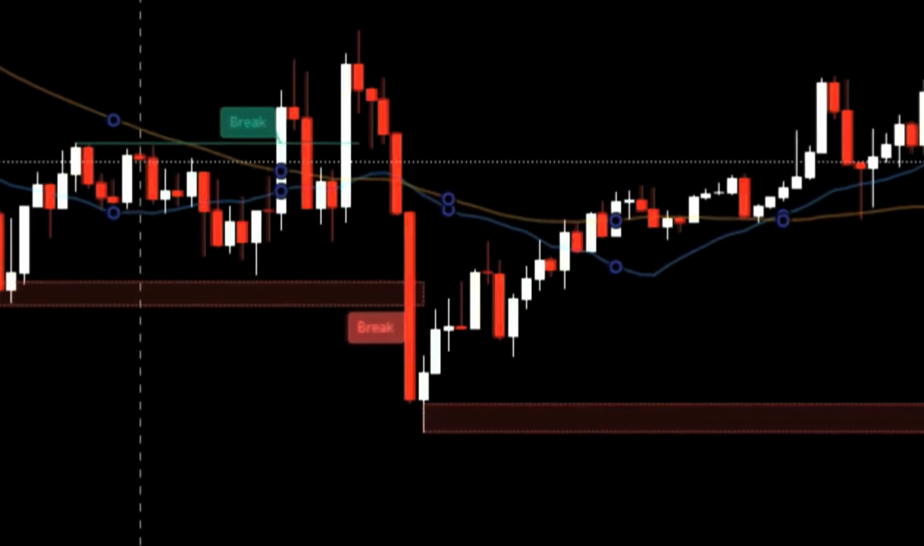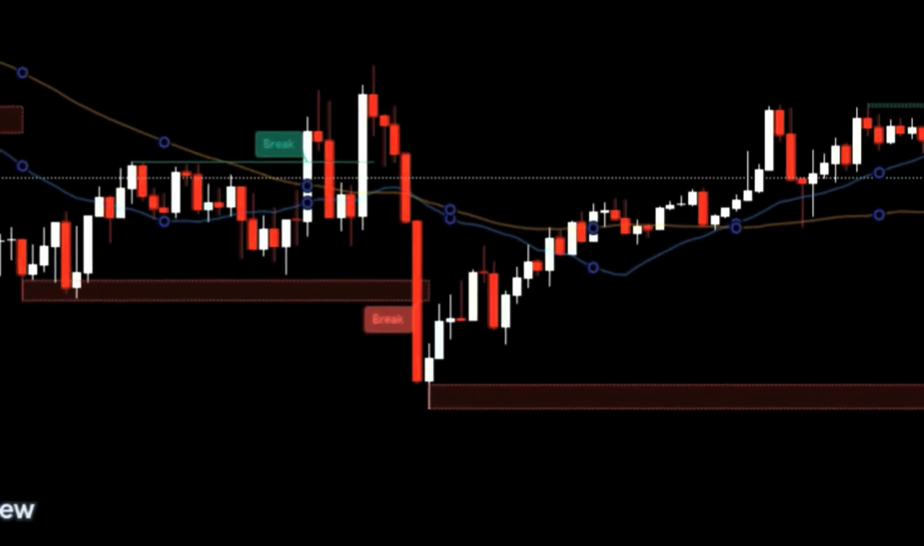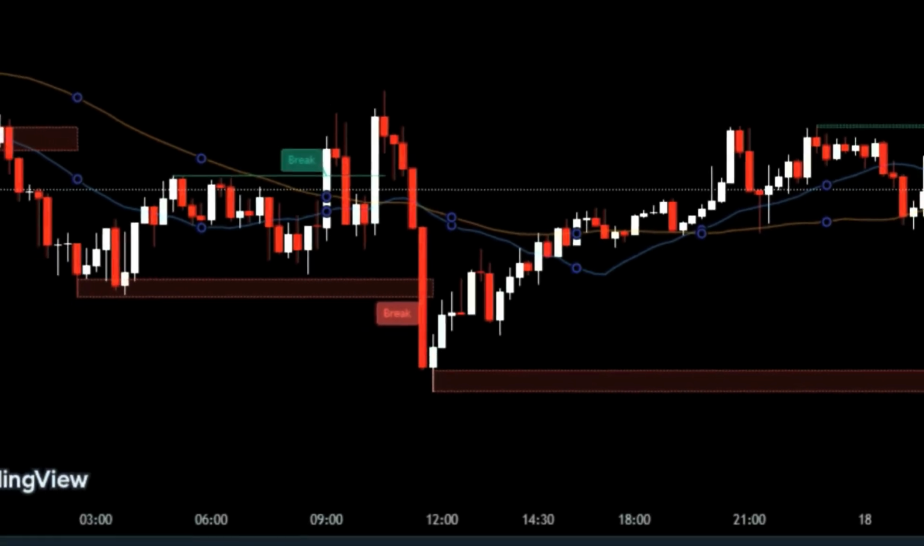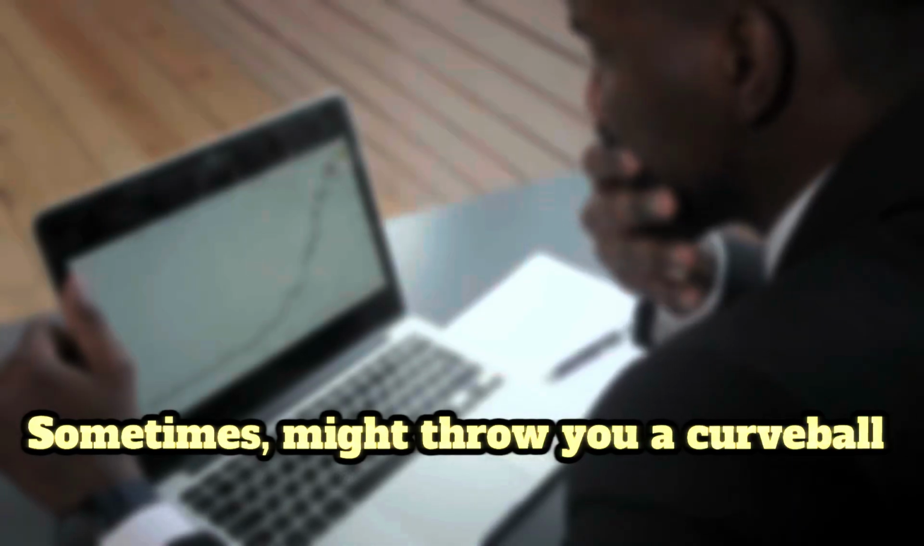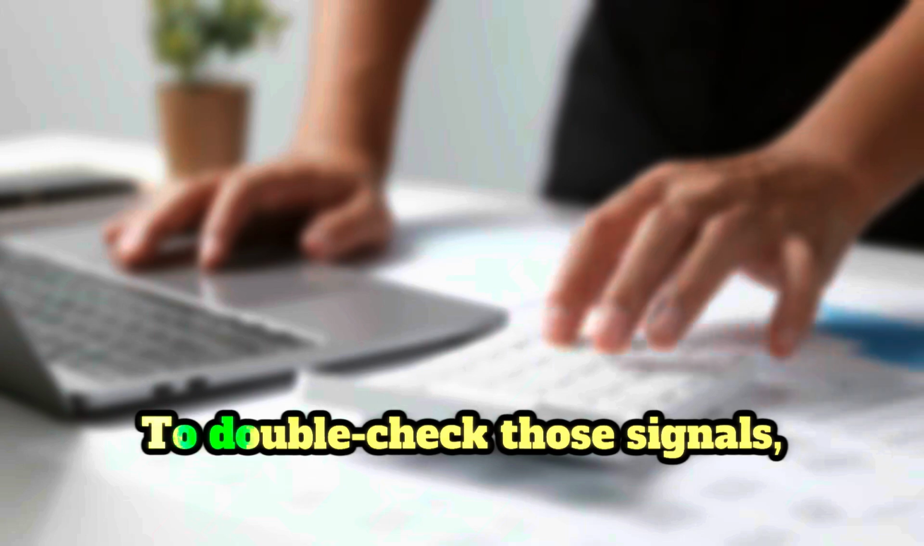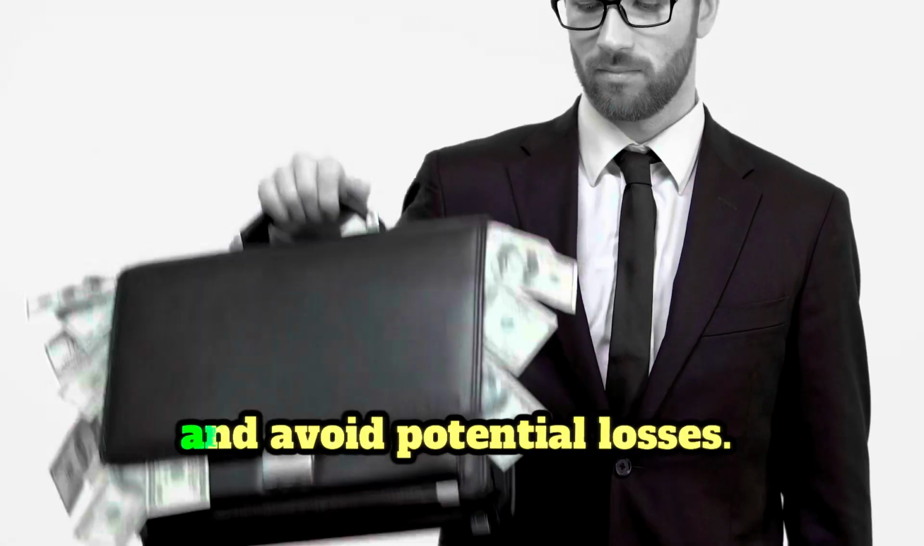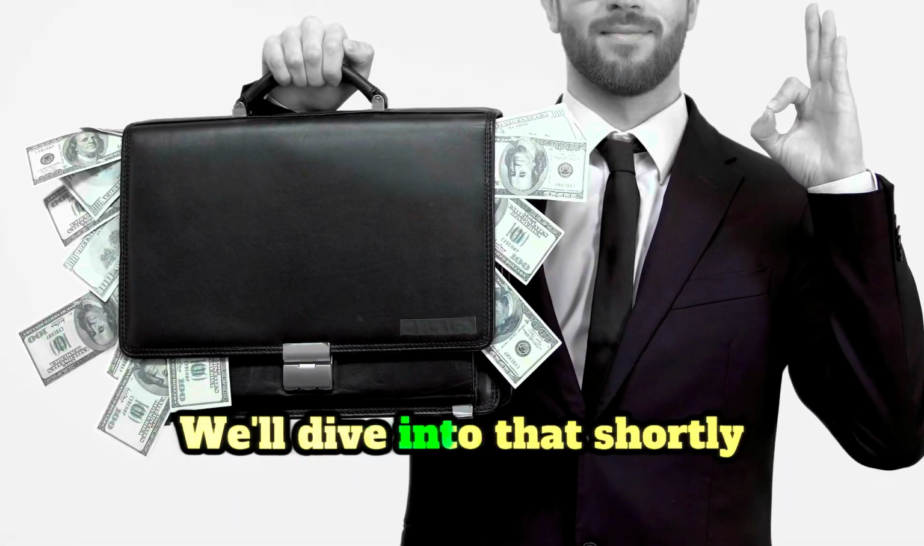Now, here's the deal. While the breaks and retest with volatility stop indicator is pretty amazing, it's not perfect. Sometimes it might throw you a curveball with an inaccurate signal, but don't sweat it. I've got your back. To double check those signals, I've got another fantastic indicator up my sleeve. Think of it as your trusty sidekick, helping you confirm trades and avoid potential losses. We'll dive into that shortly.